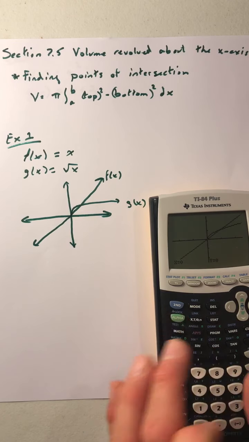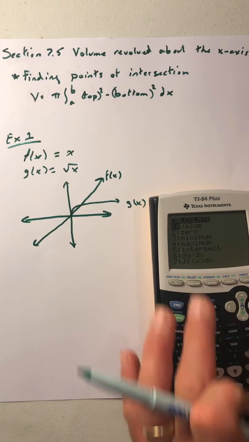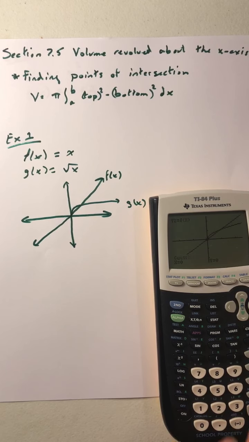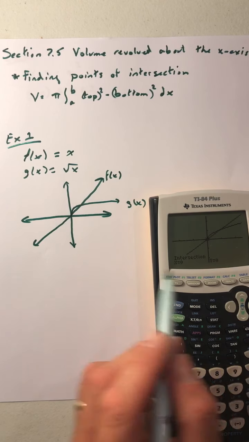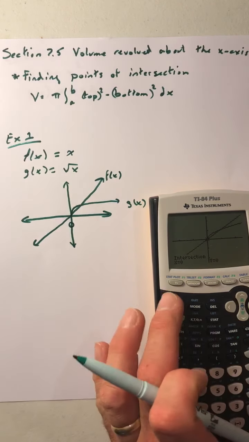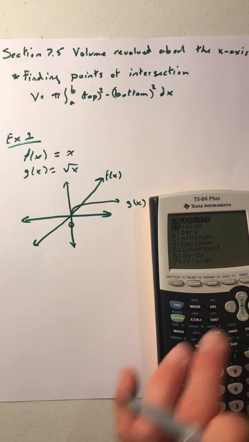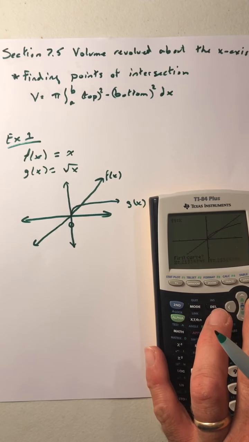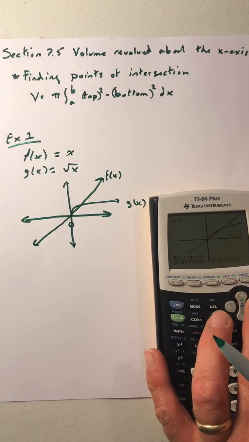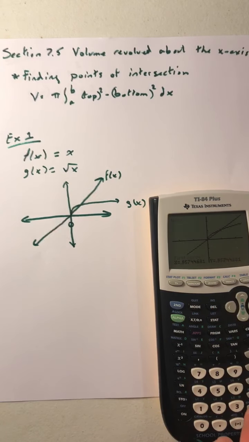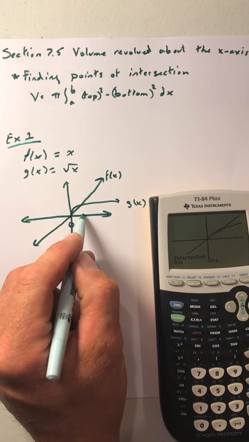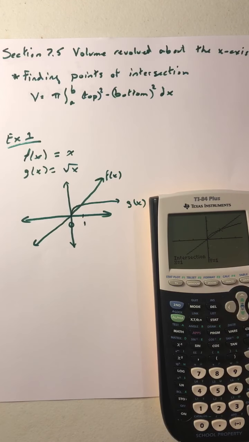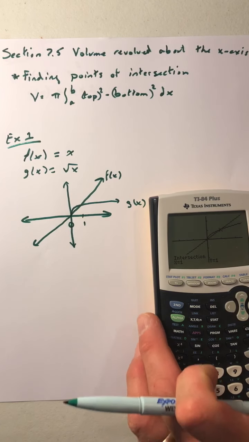We can do that with the calculator. We can do second trace, number 5, and enter, enter, enter. So we get the point 0. We can also find that second point by doing, again, an intersection, but then moving that cursor to the right so it's closer to the other point of intersection. And we get that point of 1. And again, remember, we're looking for the x values since we're revolving it about the x-axis.